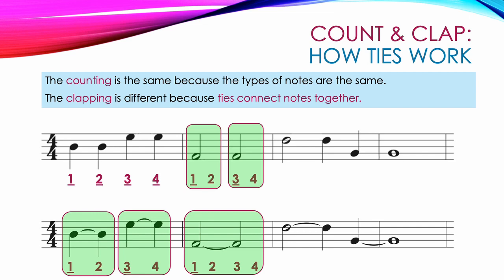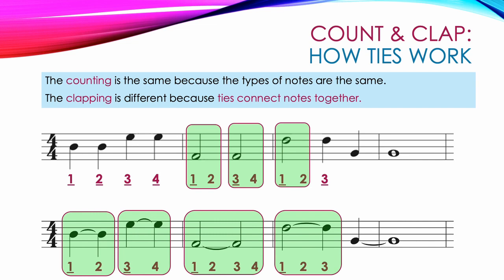In the third measure, on the top example, we start out with another half note. 1, 2. And then we have a quarter note that gets its own clap. 3. But in the bottom example, we're tying the half note to the quarter note to make a longer note. So we clap on count 1, keep our hands together and count 2, and then also keep our hands together and continue to count 3. 1, 2, 3.